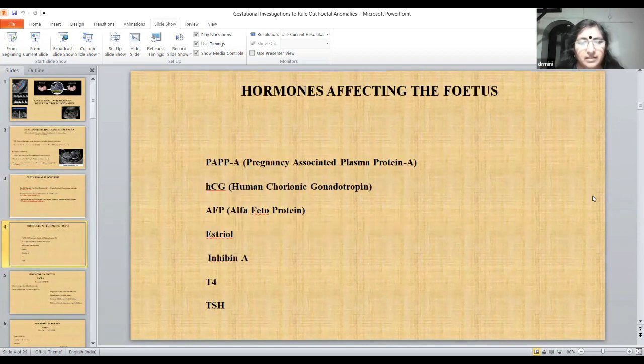Hormones affecting the fetus. Generally, the hormones affecting the fetus are those I described here: PAPPA or pregnancy associated plasma protein A, HCG or human chorionic gonadotropin, AFP or alpha-fetoprotein, estriol, inhibin A, plus T4 and TSH. These are the hormones affecting fetal health. So we are going to details.